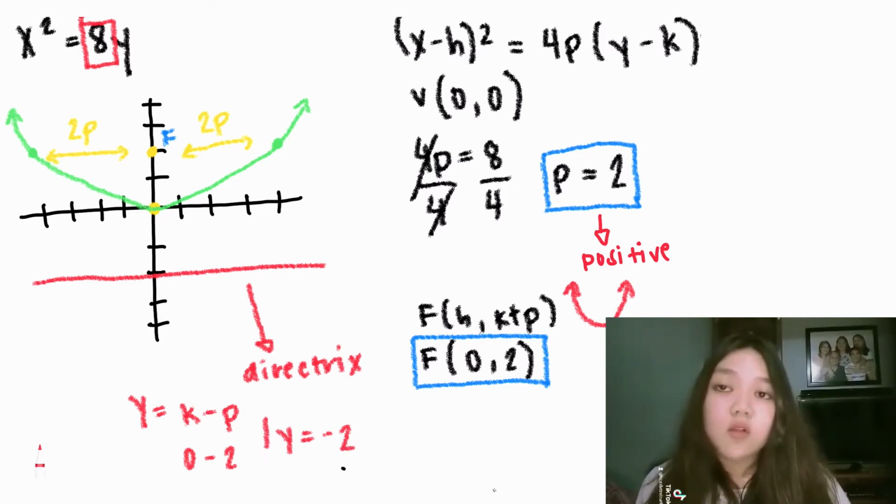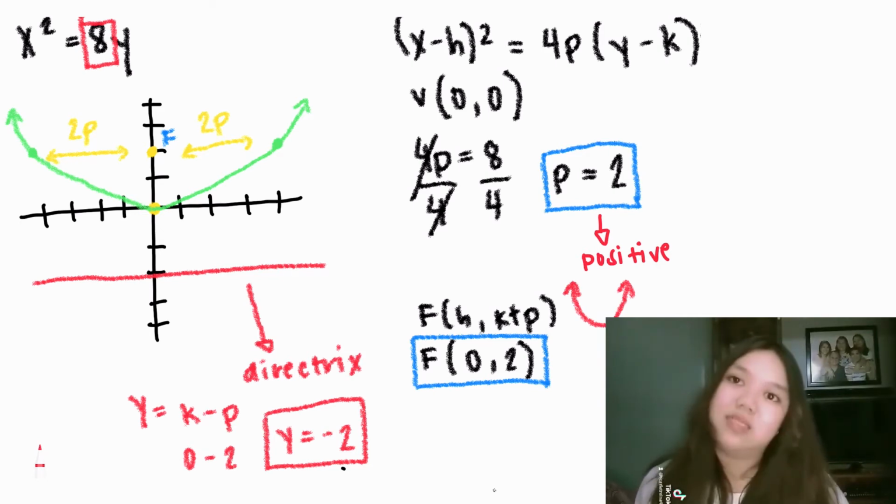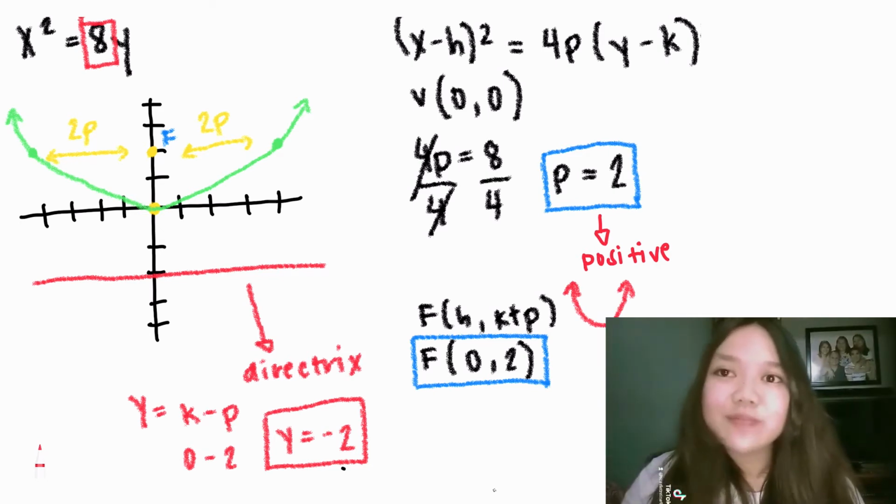So that's all for our parabola. We've now solved the p, which is equal to 2, the focus, which is 0, 2, our directrix, which is equal to negative 2, and our vertex, which is 0, 0. So that's all. Thank you!